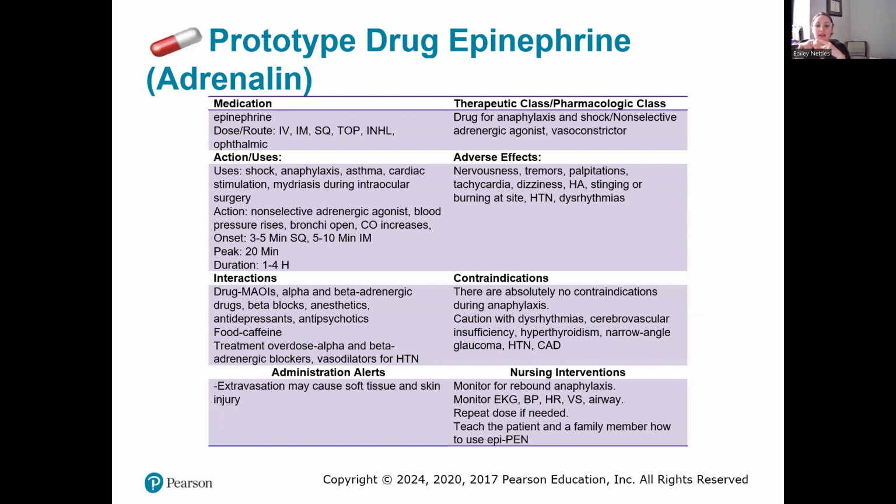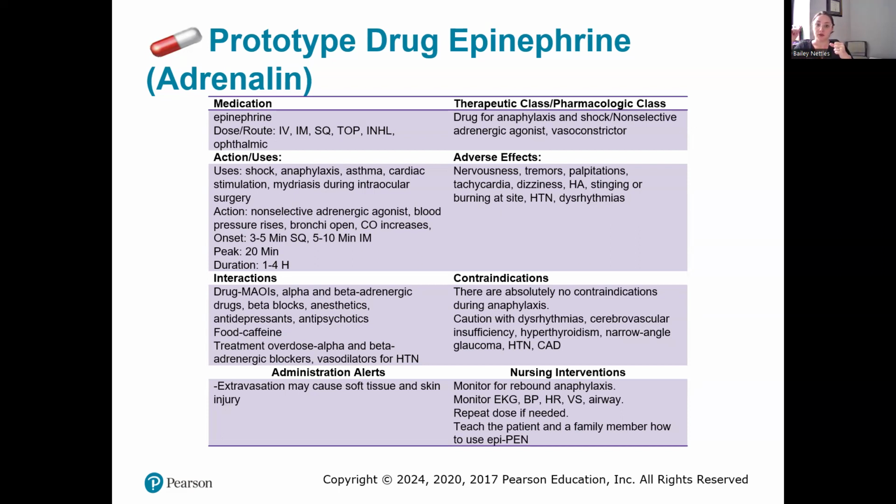All right. If extravasation happens, it can cause soft tissue and skin injury. Monitor for rebound anaphylaxis. This happens a lot, especially in children. I had a little kid. The dad accidentally gave him something with peanuts and he was allergic. He didn't know it had peanuts in it. We gave him the epi. We gave him the whole everything. An hour or two later, he had another reaction. Okay, it's a rebound anaphylaxis. It wears off, and you need more.